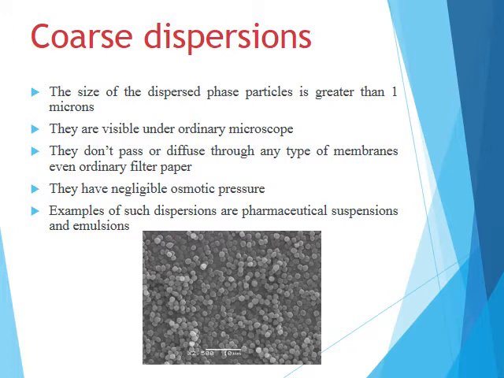They don't pass through any type of membrane, even ordinary filter paper. They have negligible osmotic pressure, and the examples of this type of dispersions are pharmaceutical suspensions and emulsions. In this case I'm talking about macro emulsions or conventional emulsions, which have a droplet size of the dispersed phase larger than 1 micron.